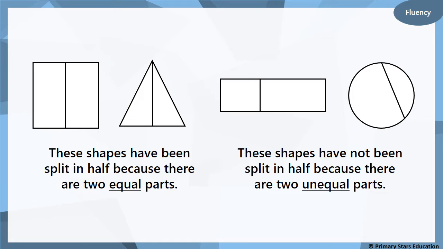Here's some more shapes. We've got a square, a triangle, a rectangle, and a circle. Now the square and the triangle have been split in half because they have been split into 2 equal parts. The rectangle and the circle have not been split in half because they have not been split into 2 equal parts. If a number or a shape can be split into 2 equal parts, then it has been split in half. But if the parts are not equal, then it cannot be split in half.